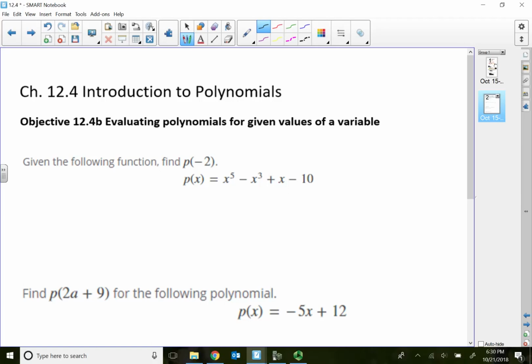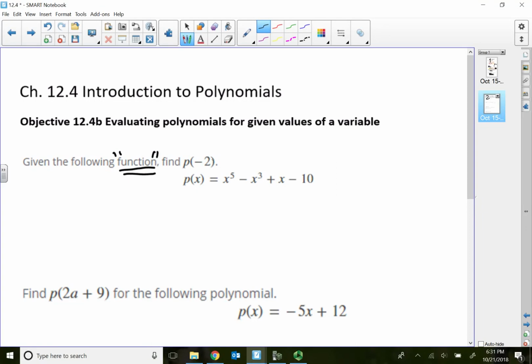0.4 Introduction to Polynomials. In this video, I'm going to show you how to evaluate a polynomial for a given value of a variable. Basically, for the given following function, I'm actually not going to define what this word function is until students get to college algebra.